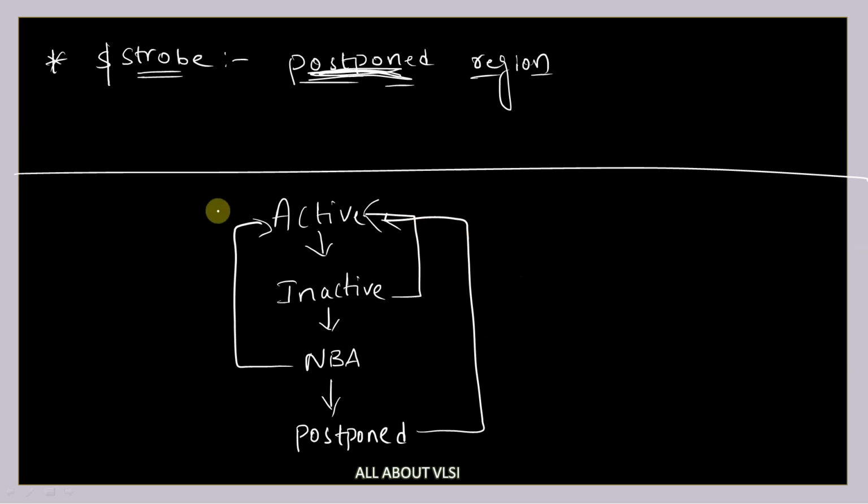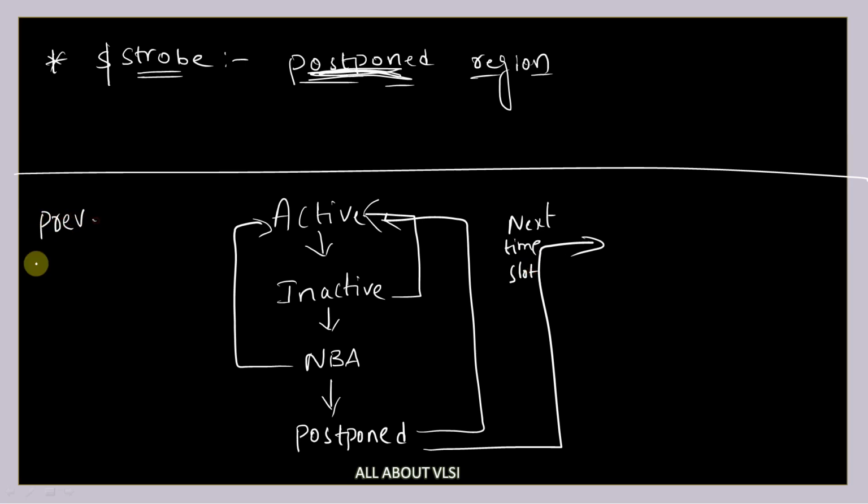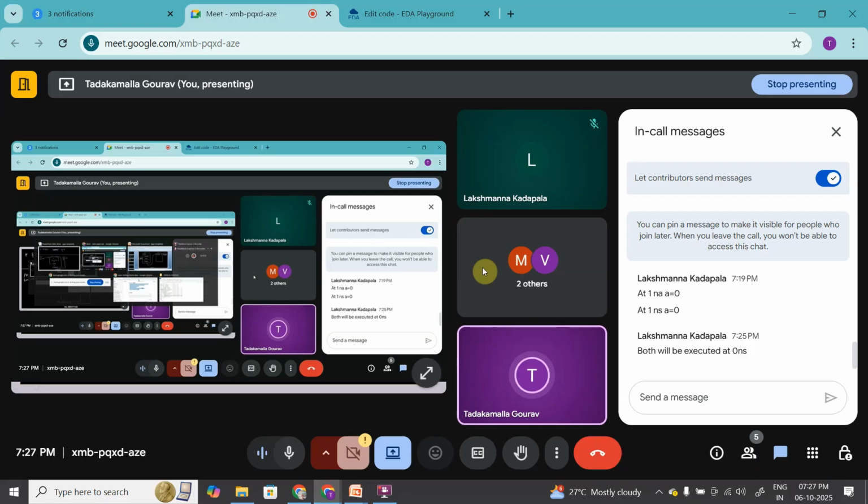Okay. And for every time slot, from this postpone, you will go to the next time slot, and from the previous time slot, you are basically coming to this present time slot. Okay. So this is how you are going to use these system tasks according to your event schedule. Okay. Are they clear? Any doubts or any queries in this?